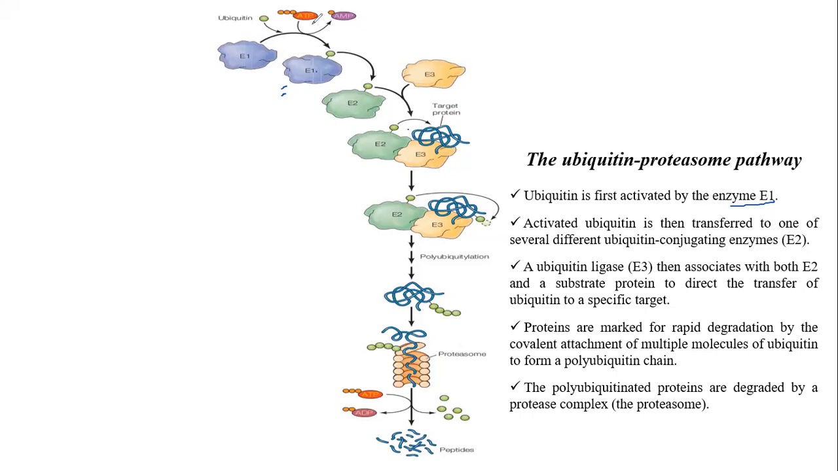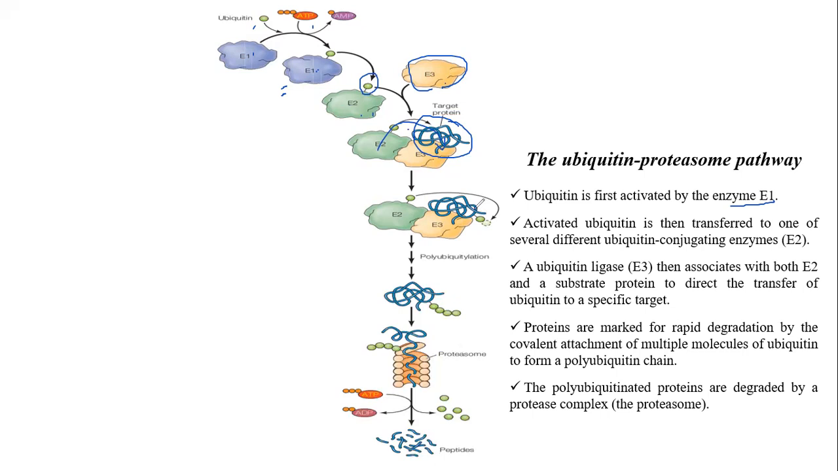So here you can see that with the help of the ATP, ubiquitin is got activated E1 में. E1 से वो E2 में आपका transfer होगा. ठीक है? Now E3 is going to associate with a substrate protein to direct the transfer of ubiquitin to a specific target. So what is happening? E3 क्या कर रहा है? E3 is your ligase. So this is making sure that this ubiquitin is taken from the E2 and transferred to this target protein. Okay. So this is being transferred to the protein.